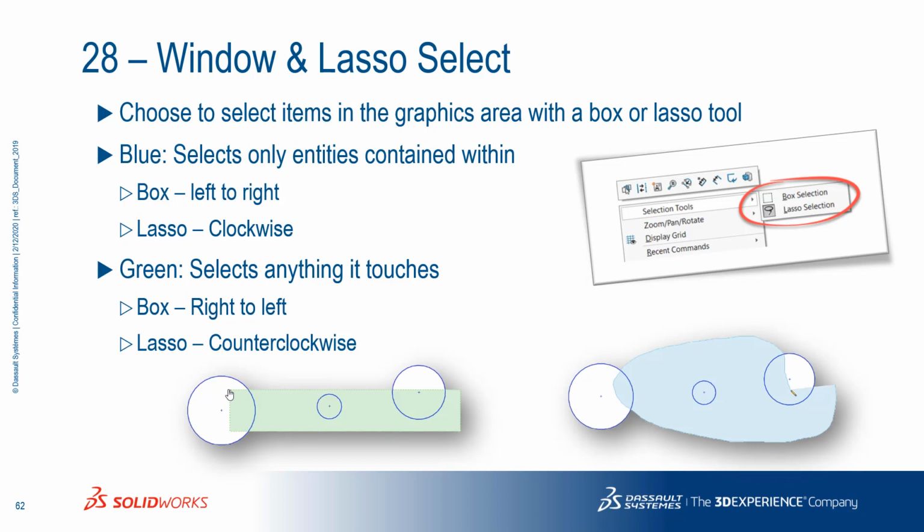Window and lasso select. So there's two ways that you can select components: a box select, which we call window select, or the lasso tool. Lasso tool was released a few years ago. But a tip about these two tools is that if you go from left to right, or if you go from right to left, or clockwise and counterclockwise, it behaves differently. And I find a lot of people don't realize that. Okay? So when it's blue, it's just left to right or clockwise. It selects entities only entirely within it. From right to left, or counterclockwise, selects anything that the box or the lasso tool touches.